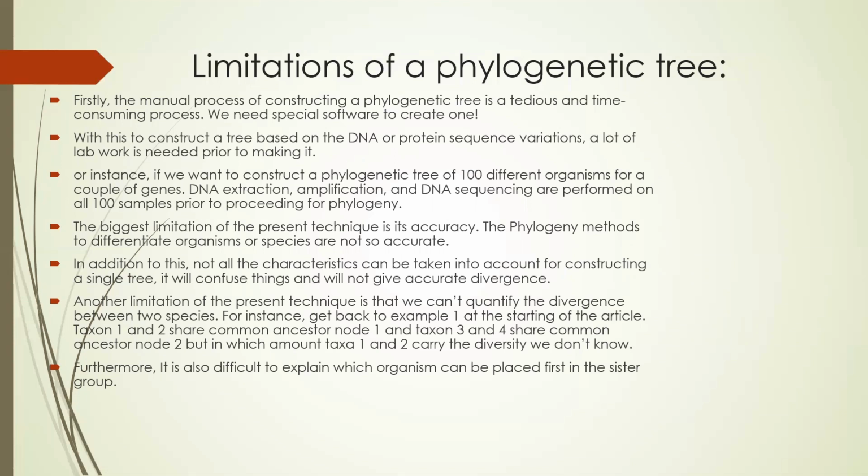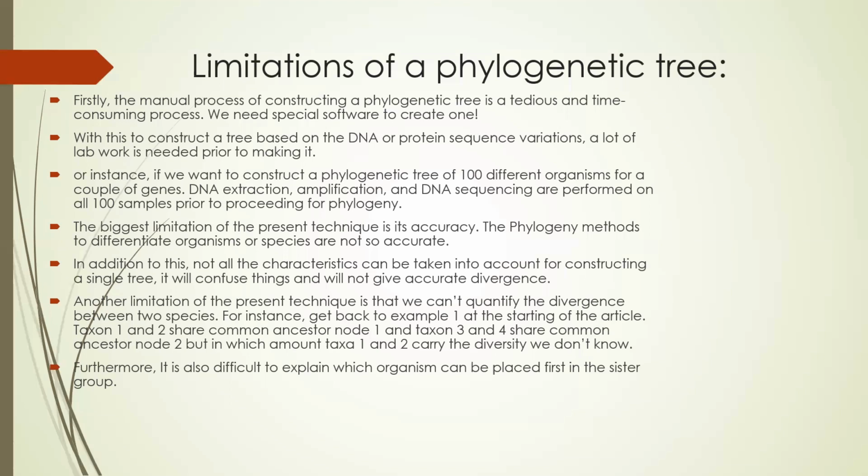If we want to construct a phylogenetic tree of 100 different organisms for a couple of genes, DNA extraction, amplification, and DNA sequencing have to be performed on all 100 samples prior to making the phylogenetic tree, which is tedious. The biggest limitation of the present technique is its accuracy. The phylogeny method applied to different organisms or species is not very accurate. In addition to this, not all the characteristics can be taken into account for constructing a single tree. It will confuse things and will not give an accurate divergence.